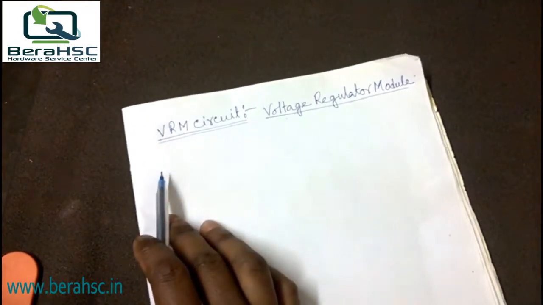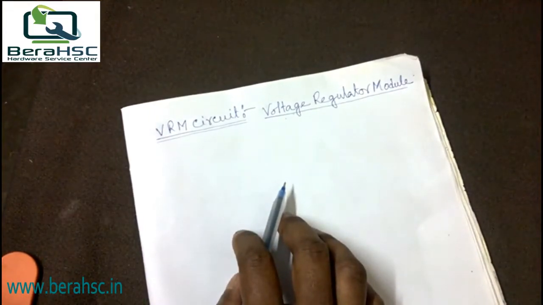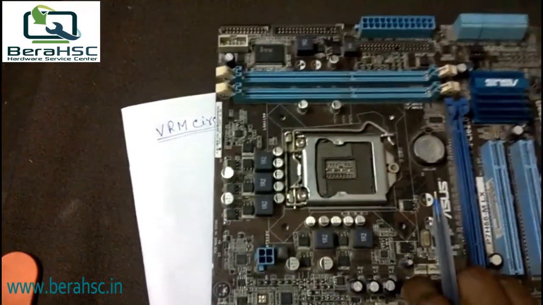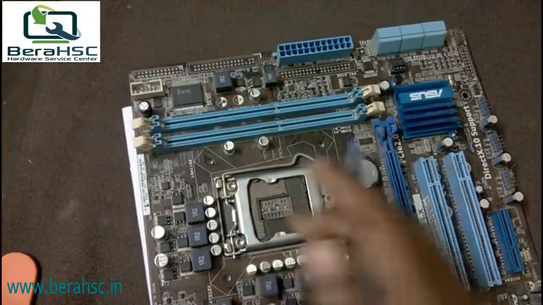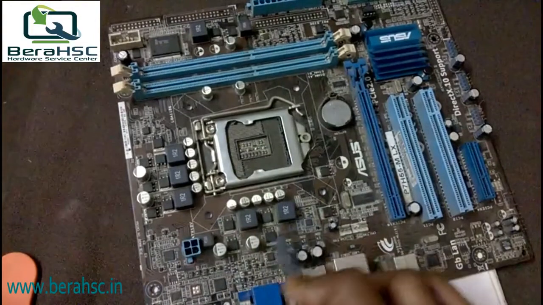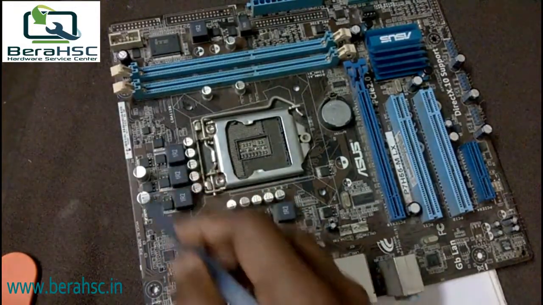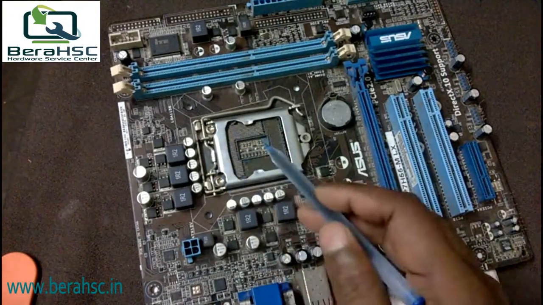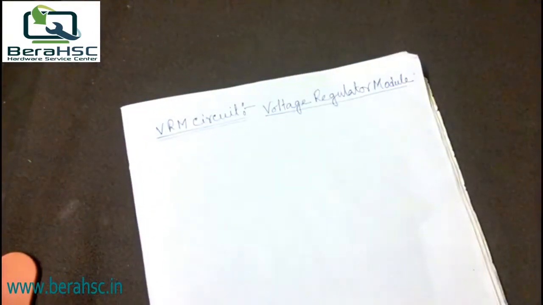VRM circuit is a part of the computer motherboard. So friends, this is the computer motherboard and this is the processor section, and this section is called the VRM circuit. This VRM circuit's main function is to generate the processor core voltage. So let's start.